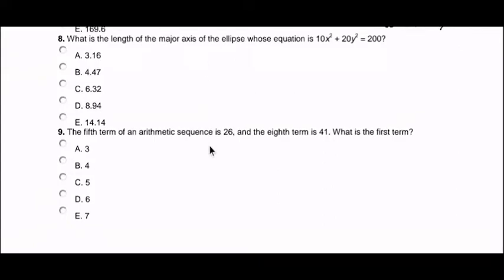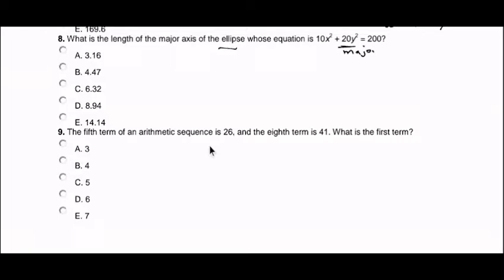Question 8. What is the length of the major axis of the ellipse? Alright, so we have the equation here. So if it's on the major axis, okay, that means it's the longer one. So you can see that side there is longer because it's 20y squared. It's going to stretch out further in that direction. So that's the major axis.